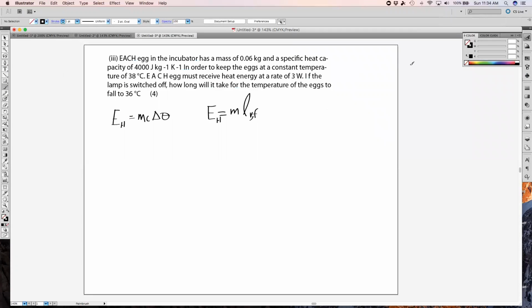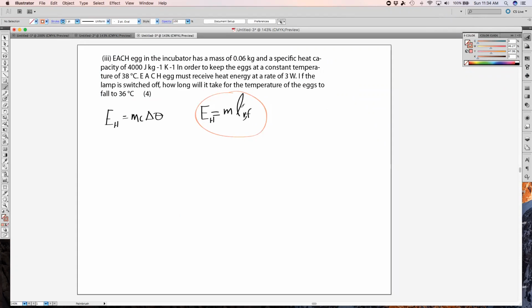In this question, the ML equation is not needed because there is no vaporization going on here. The heat is being used to change the temperature of the egg. So let's read it. Each egg in the incubator has a mass of this and a specific heat capacity of that. In order to keep the eggs at a constant temperature of 38, each egg must receive heat at a rate of 3 watts. So we have our egg.